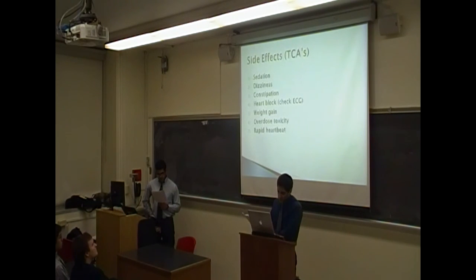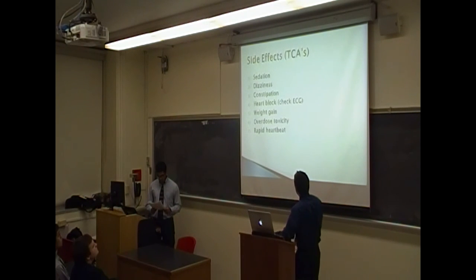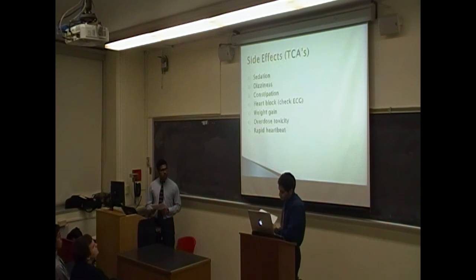Some of those symptoms of withdrawal would be nausea, vomiting, and diarrhea. If the child takes too much of this, they can be at risk for CNS toxicity. Some signs of that would be confusion, impaired concentration, hallucinations, and delusion. And the most common ones are listed over here: sedation, dizziness, constipation, heart block, weight gain, the risk of overdose, and rapid heartbeat.